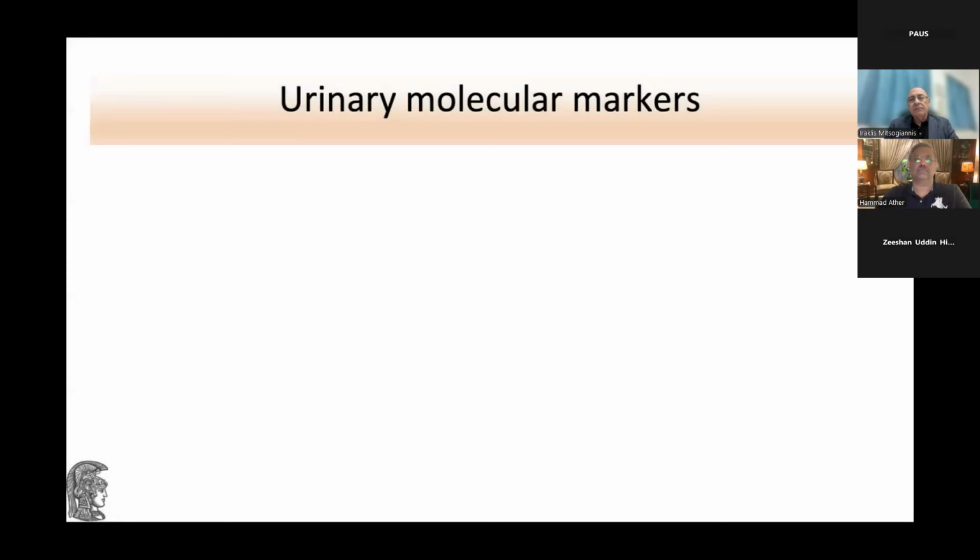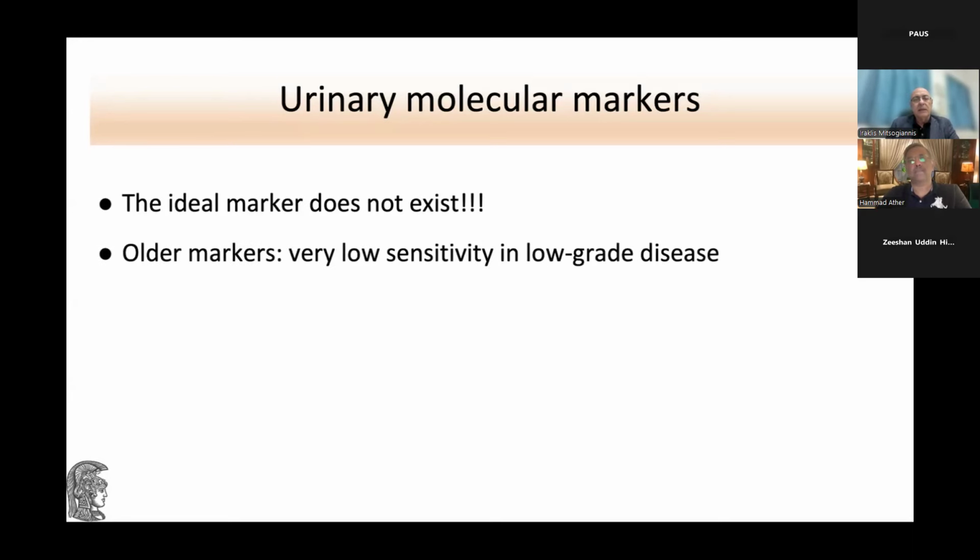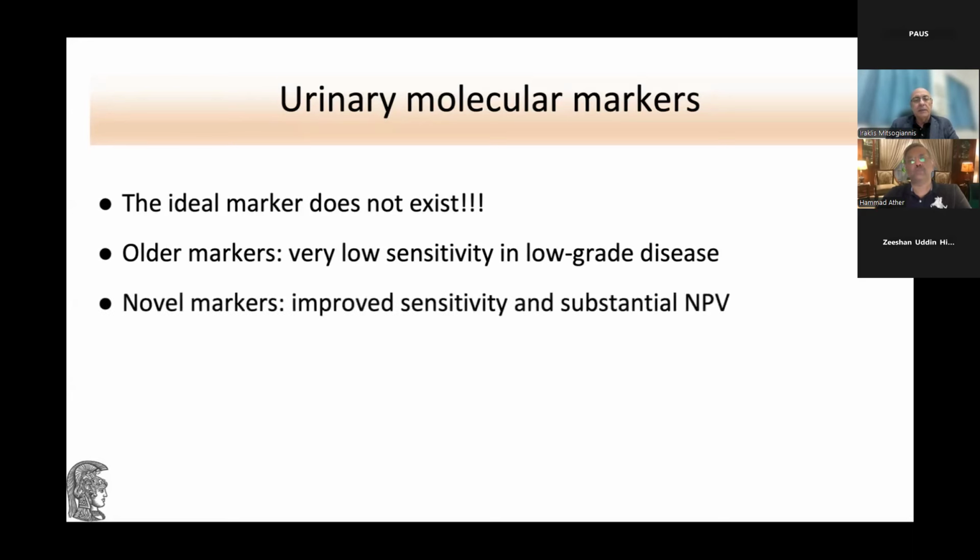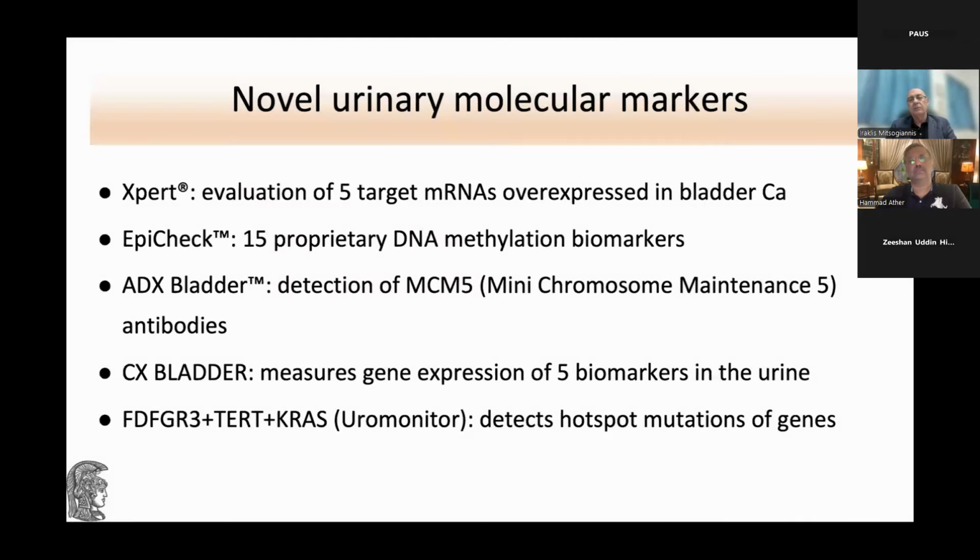On the other hand, we have some urinary molecular markers that have been in the market for long. Of course, we have to say in the beginning that the ideal marker does not exist, because the ideal marker should have nearly 100% specificity and sensitivity, and also detect low-grade disease, which is not the case nowadays. The older markers had very low sensitivity in low-grade disease, but we have some novel markers that reportedly have improved sensitivity and substantial negative predictive value.